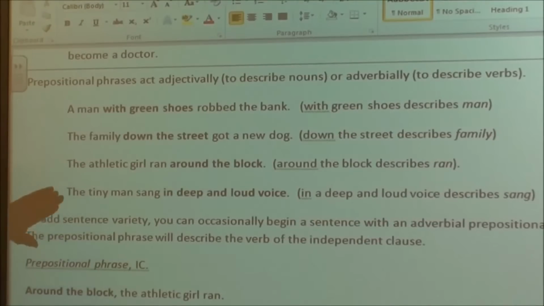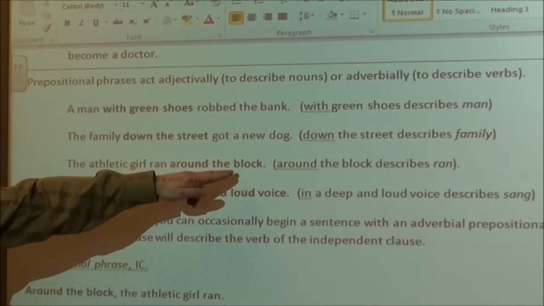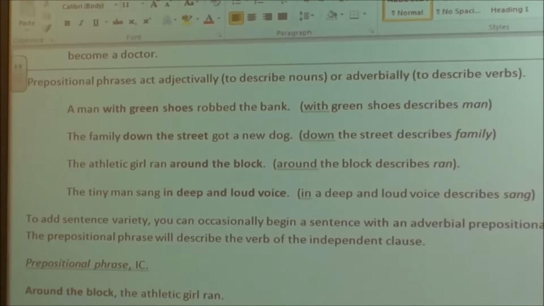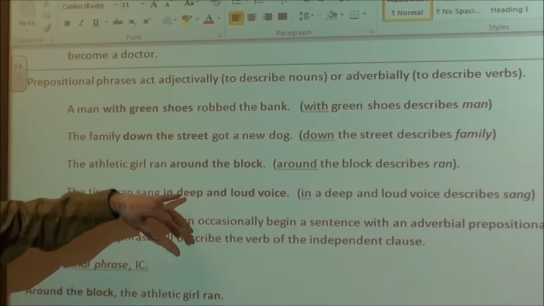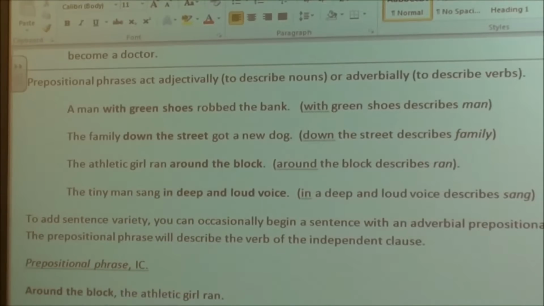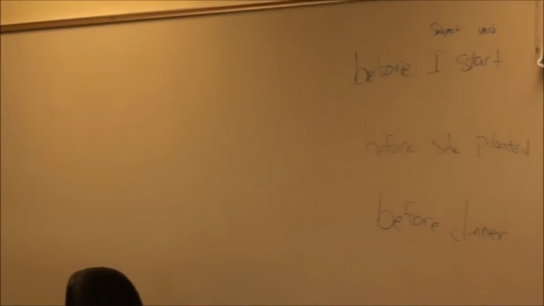Okay. As I said, prepositional phrases can also describe verbs. The athletic girl ran where? Around the block. Around the block tells us information about where she ran. Okay, so it's describing the verb. It's acting as an adverb. The tiny man sang in a deep and loud voice. In a deep and loud voice describes how he sang. So it's describing the verb. So prepositional phrases will describe nouns or verbs.